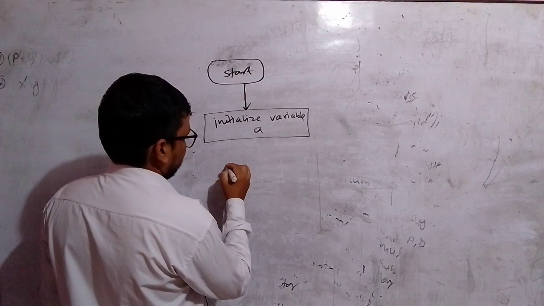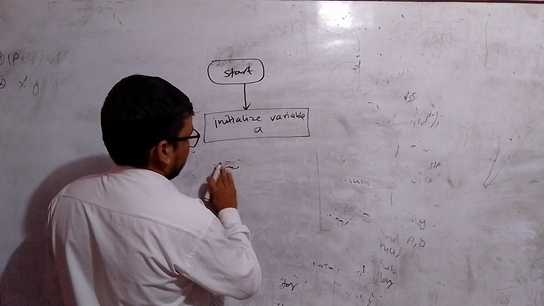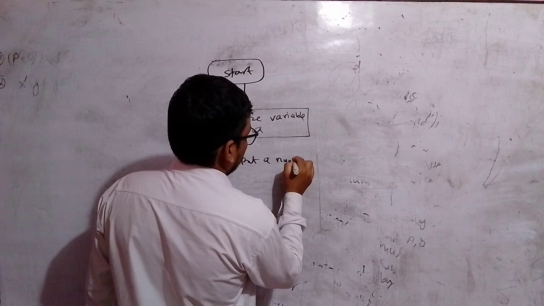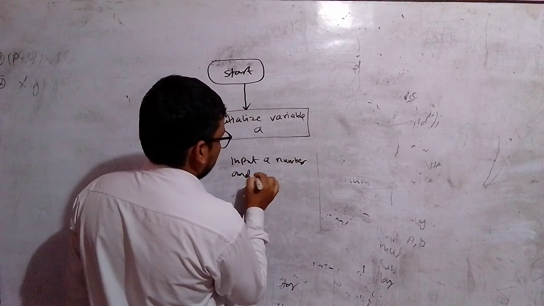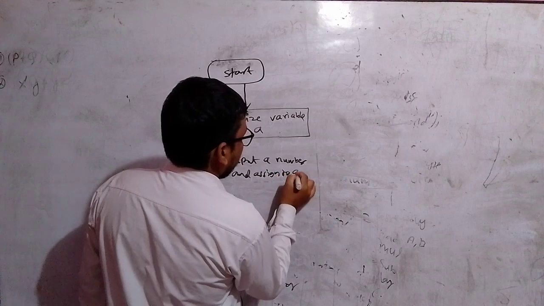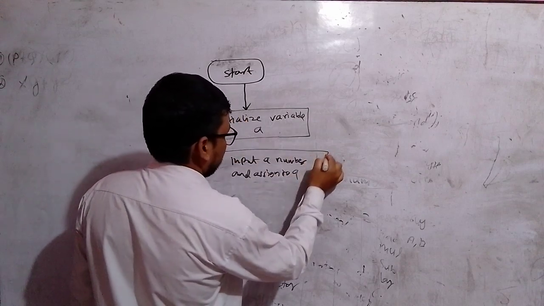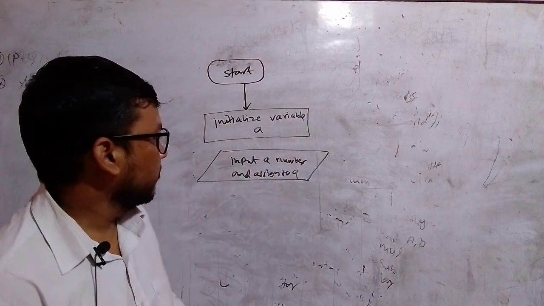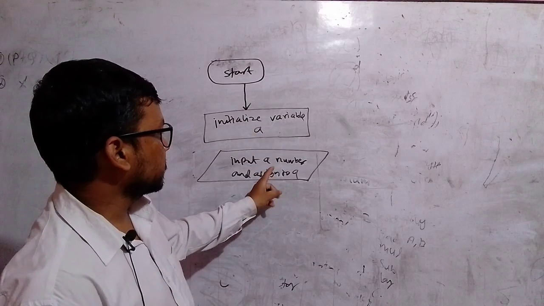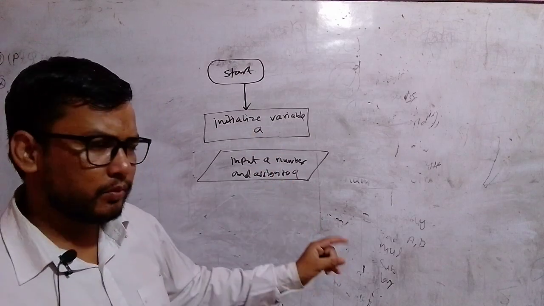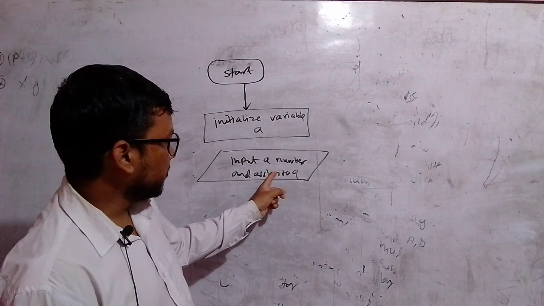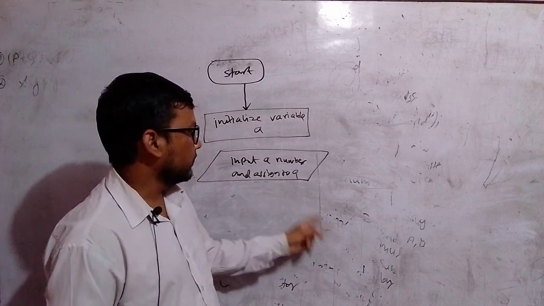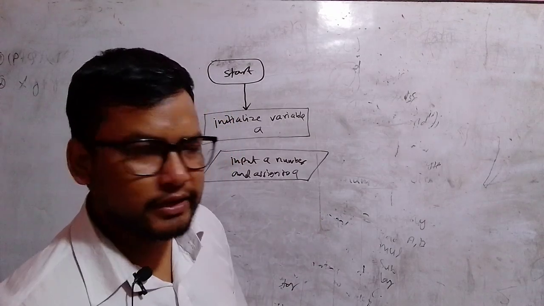Now, input a number and assign to A. This is the input operation: we take input a number and assign it to A. Assigning to A is a process, but C programming does these two operations as input operations, performed at once. scanf.